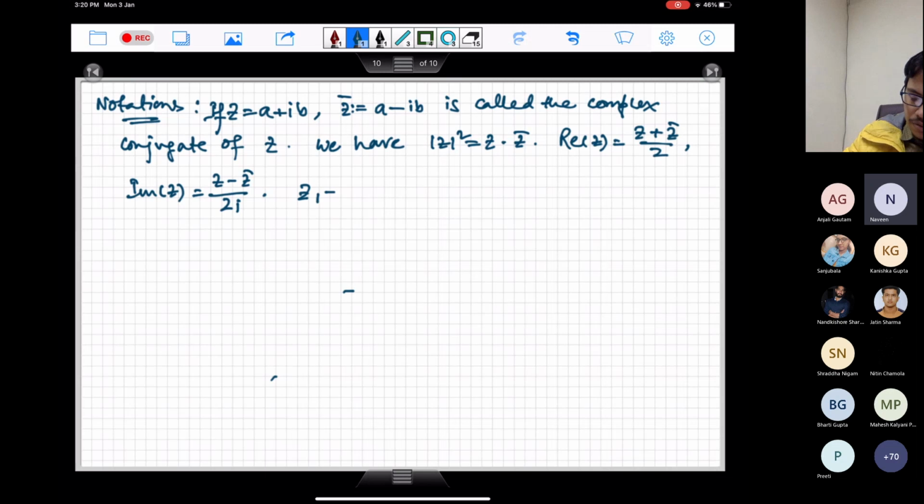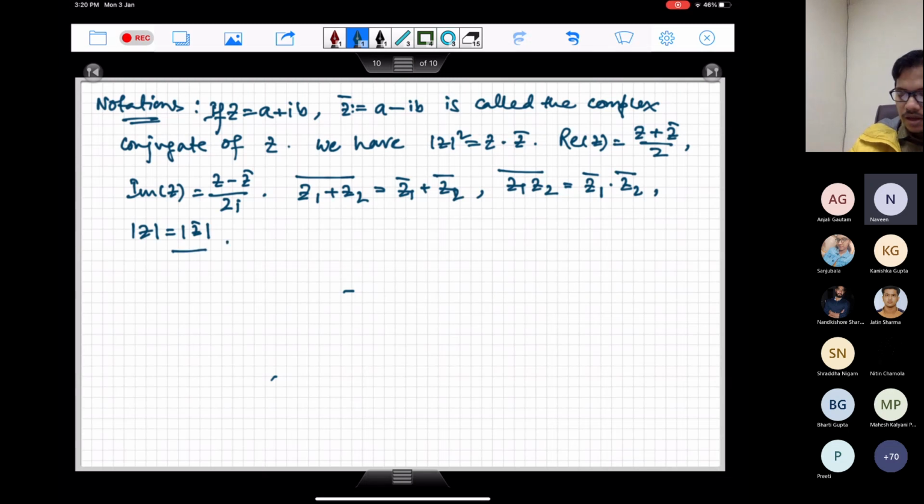For example, if I have two complex numbers z1 and z2, the bar of z1 plus z2 is the same as z1 bar plus z2 bar. And the complex conjugate of z1 z2 is the product of each of the conjugates. Also, the absolute values of z and z bar are the same. So these are some basic facts about complex conjugates that we have. Okay, so this you already know, and I don't want to start something new today.